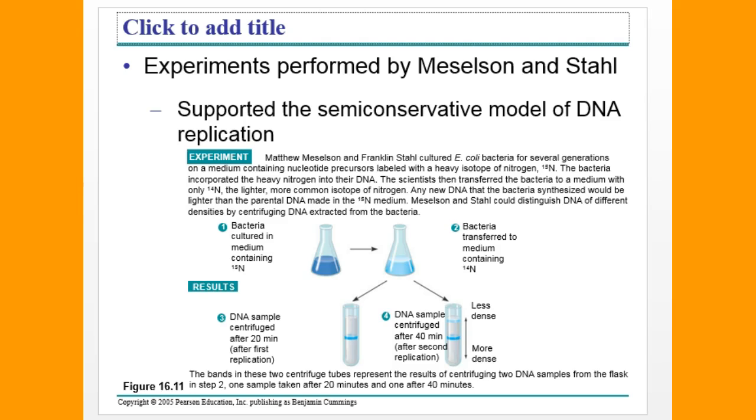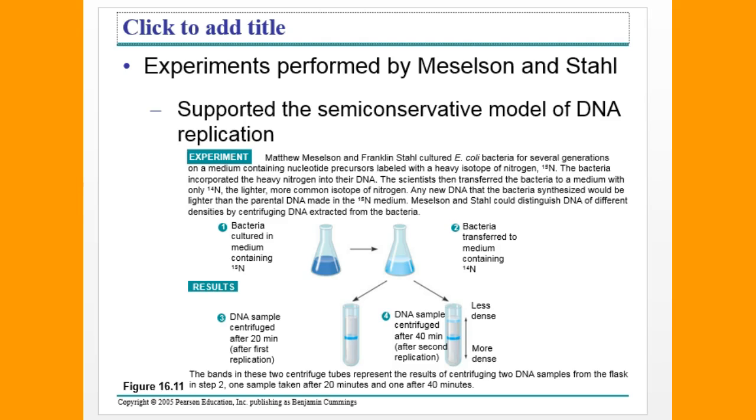The bands in these two centrifuge tubes represent the results of centrifuging two DNA samples from the flask in step 2. One sample after 20 and one after 40 minutes. They were able to compare their results to those predicted by each of the three models that we'll look at in just a moment. You can refer to figure 16.10 for help there.